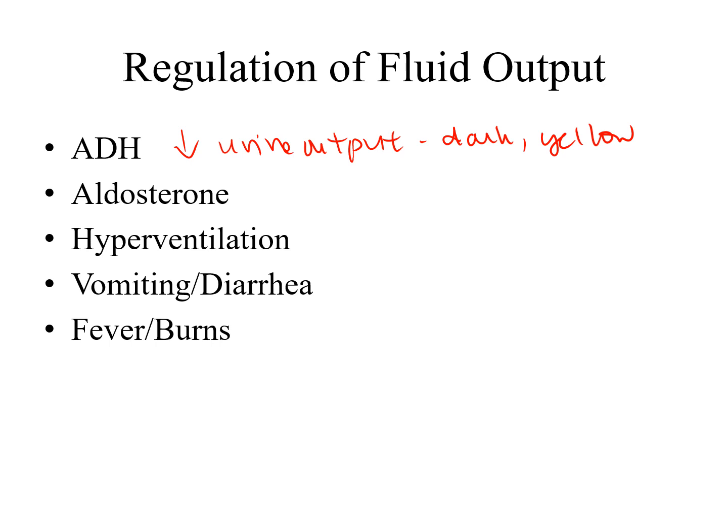Aldosterone is kind of a tag team player with ADH. They work together to increase blood pressure. Aldosterone doesn't retain water directly. It does so indirectly by retaining sodium in the kidney. So if sodium is retained, then water follows. This hormone will also decrease urine output. So if aldosterone is in control, you will also have dark yellow, small amounts of concentrated urine produced.